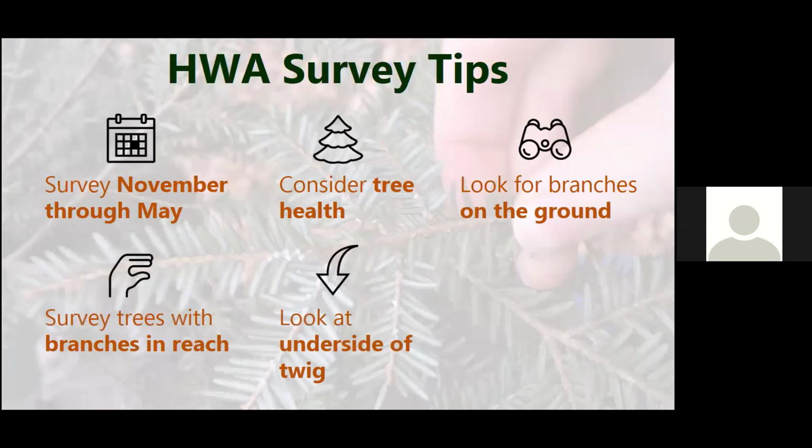Looking at the undersides of twigs and branches is another great way to find HWA. They do tend to clump on the underside of twigs, so flipping up branches when you're looking is helpful. And check branches on all sides of the trees.